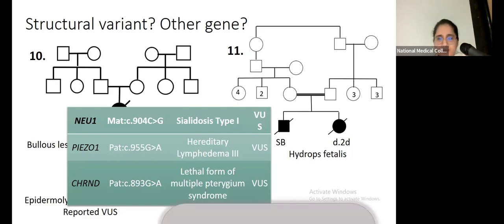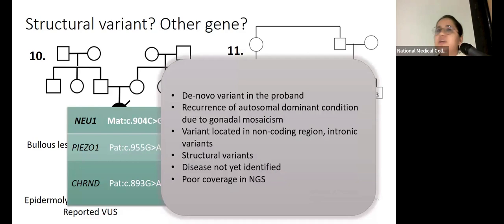But again, there are many causes of why the variant in the particular gene was not picked up in the other parent, because maybe it's an autosomal dominant disorder we're looking at, it's a de novo variant in the proband, or maybe it's an autosomal dominant condition which is occurring because of gonadal mosaicism. The variant is probably located in a non-coding region or a deep intronic region which is not routinely picked up by next generation sequencing. It's a structural variant not picked up by NGS. The disease is not identified yet. It's a new gene, and because our disease databases are not updated, we could not find the variant. Or maybe the variant is actually present in the mother or in either of the parents, but it was not picked up because of poor coverage. There can be many causes for why this family did not have a diagnosis.